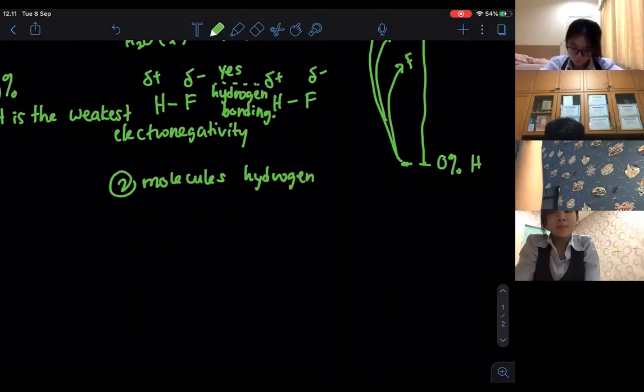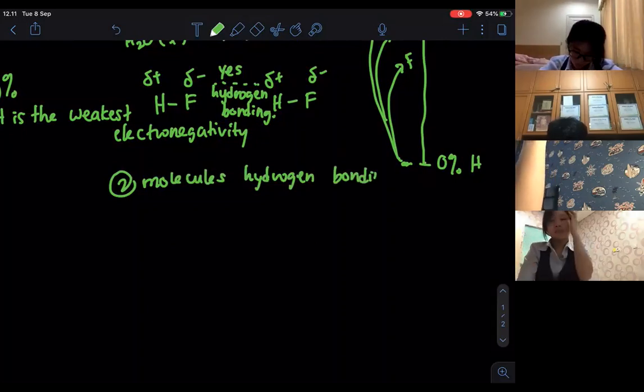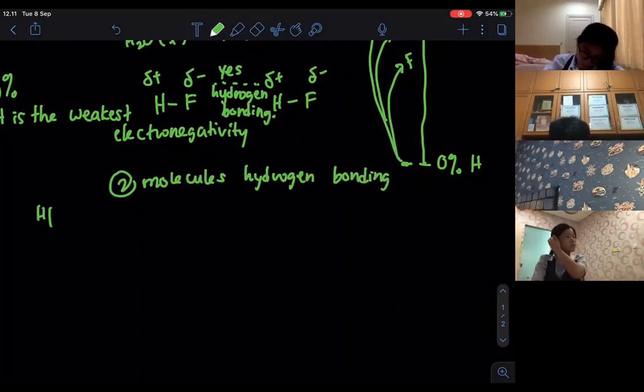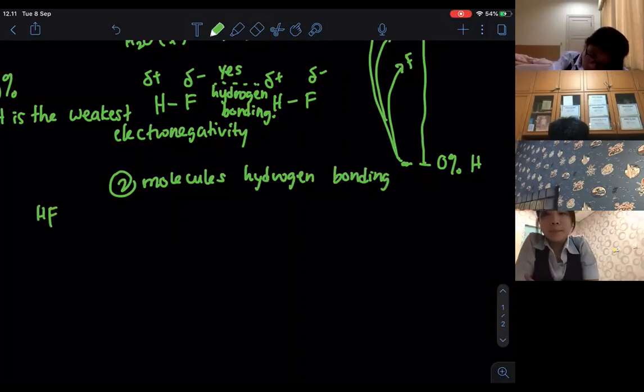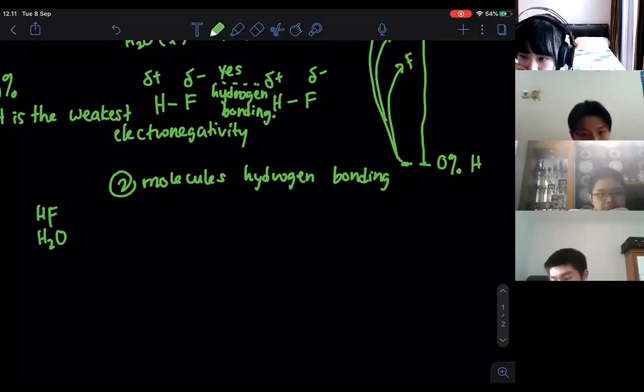So I just mentioned to you just now, we actually have HF, one of the molecules that can have hydrogen bonding. Water can have hydrogen bonding with another water molecule. Can we have other examples that can have hydrogen bonding? Frederick? Ammonia. Very good.